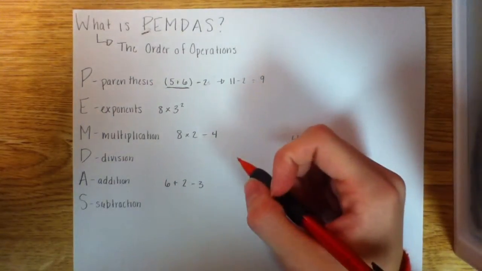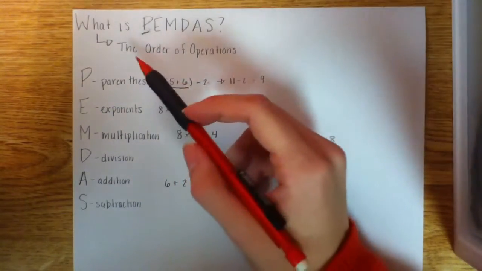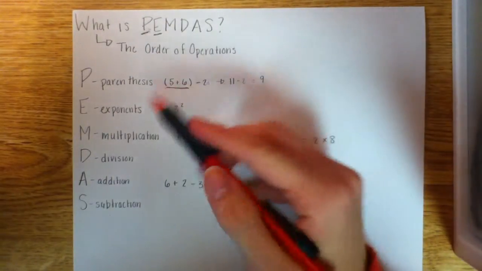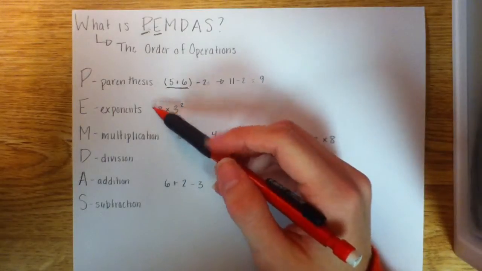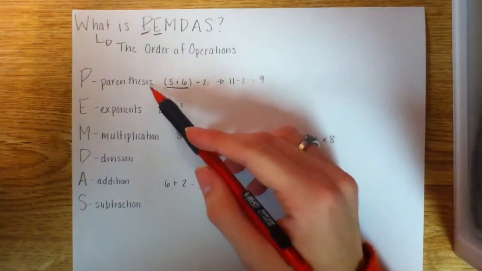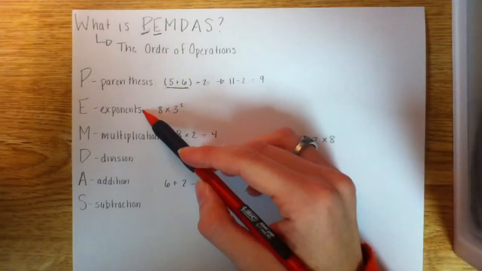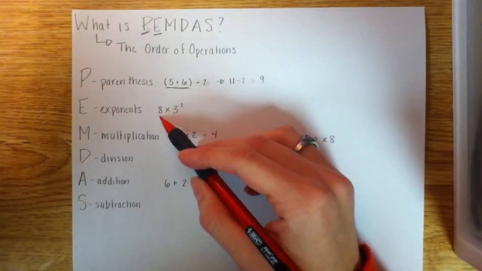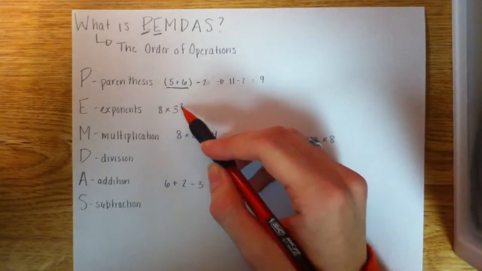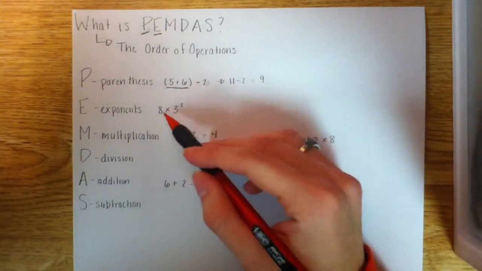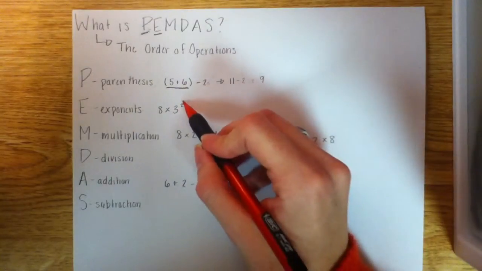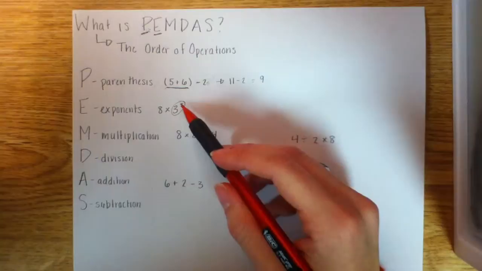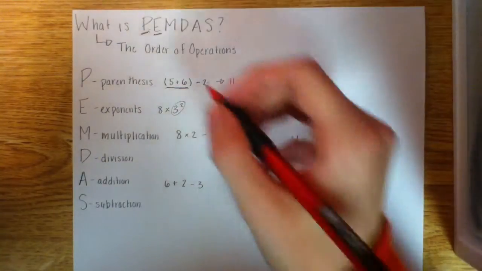So now that we know what the P stands for, let's move to the E. What does the E stand for? The E stands for exponents. So in an equation, if there is no parentheses, the next thing you would do is look for exponents. So in this problem, 8 times 3 to the 2, the first thing you would do is the exponent. So you would do 3 times 3, which equals 9.